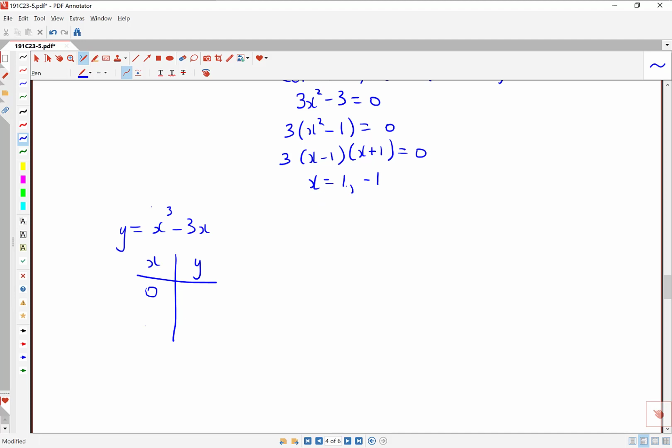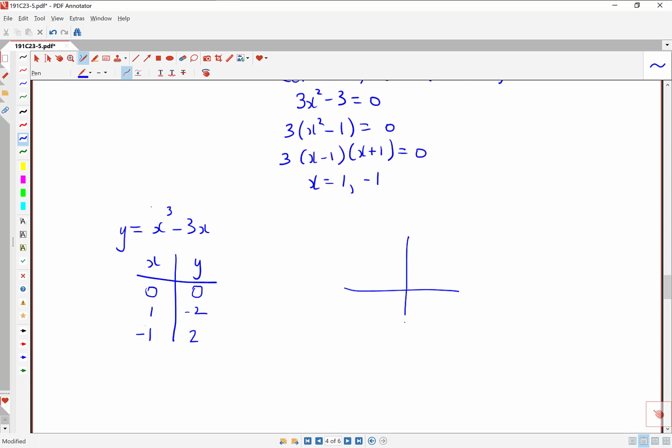And we believe that our tangent line is horizontal at x equals 1 and -1. So might as well put those x values in as well. Okay, so let's plug into our original function here. We'll get some y values. So y will be 0, y will be -2, and then y will be +2 when x equals -1.